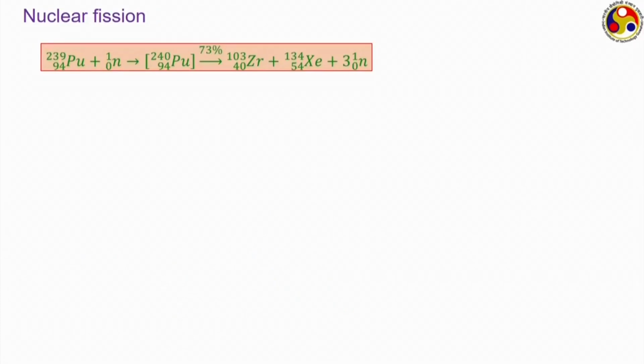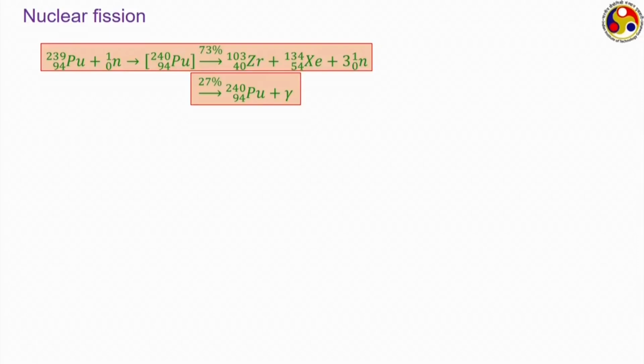The first one corresponds to plutonium-239, which absorbs a neutron to produce plutonium-240, an extremely unstable nucleus, which goes through a fission reaction to produce zirconium-103 and xenon-134 plus 3 neutrons. But that is not the only possible way plutonium-240 can decay, because fission happens in only 73% of the total possible situations. For the remaining 27% of cases, plutonium-240 remains as it is; it loses its energy in the form of gamma emission and comes to the ground state.